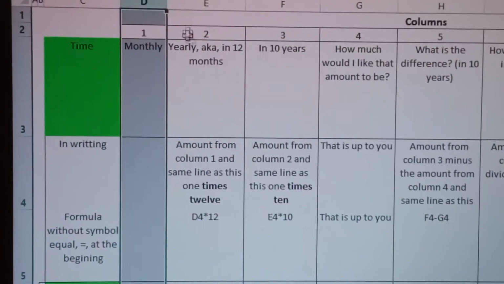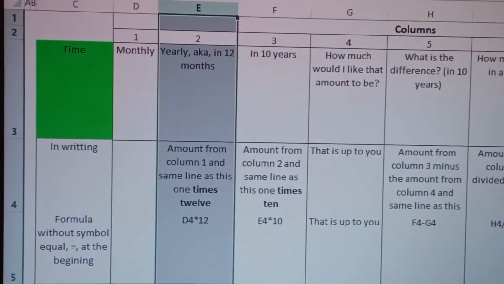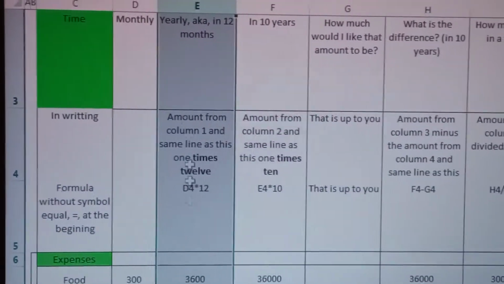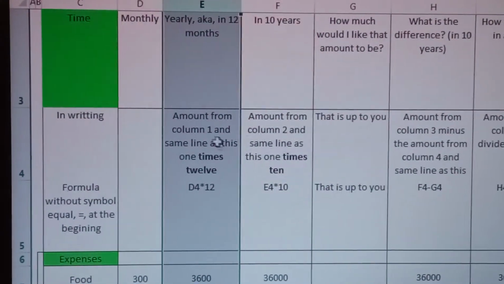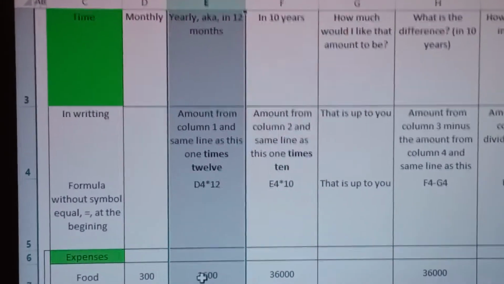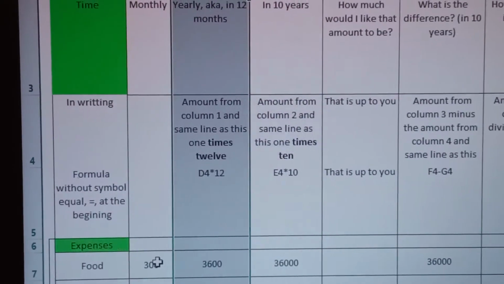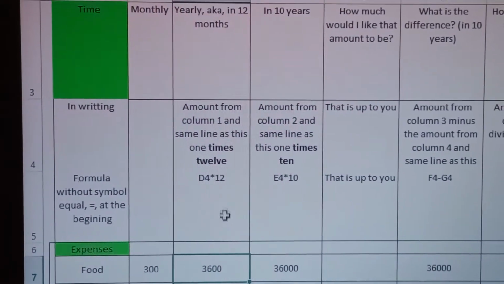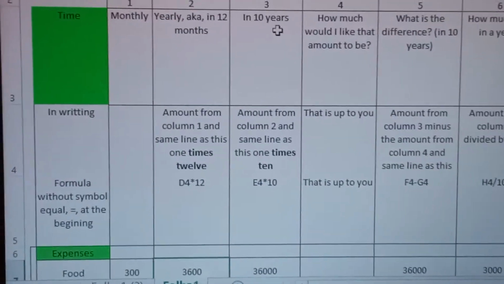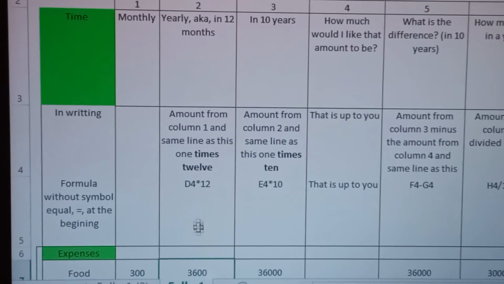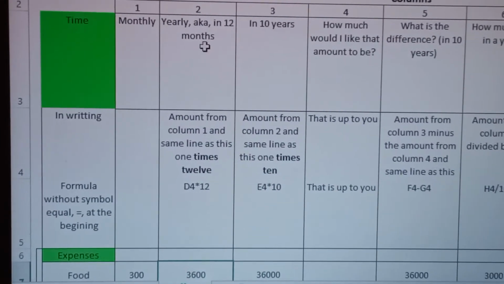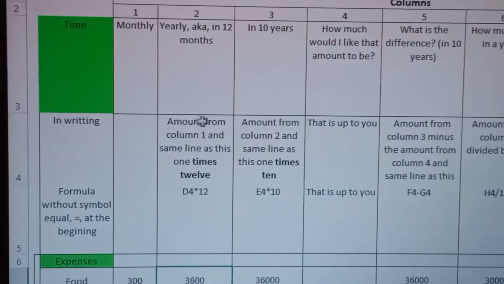Then on the third column, I would like this to go down more easily. How much is that expense going to be per year or in 12 months, which is the amount we have over here in this column times 12. So this amount 12 times in 12 months. This is how much it is in a year. Then the next column is how much it is in 10 years. So we put the amount from column 2 times 10.